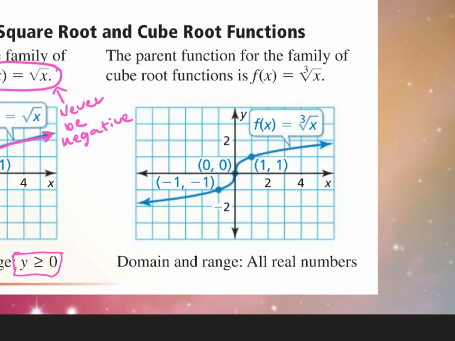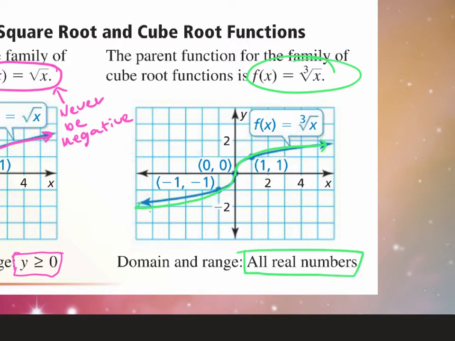Our cubed root graphs are a little bit different because we can have a negative cube root. So it is the same shape in the positive direction, but we can also put it in the negative direction too. So the cubed root can be negative, so we have this little squiggly line as our graph. And since it can have negative numbers, our domain and range is always all real numbers. So for the cubed root, our domain and range are always all real numbers.